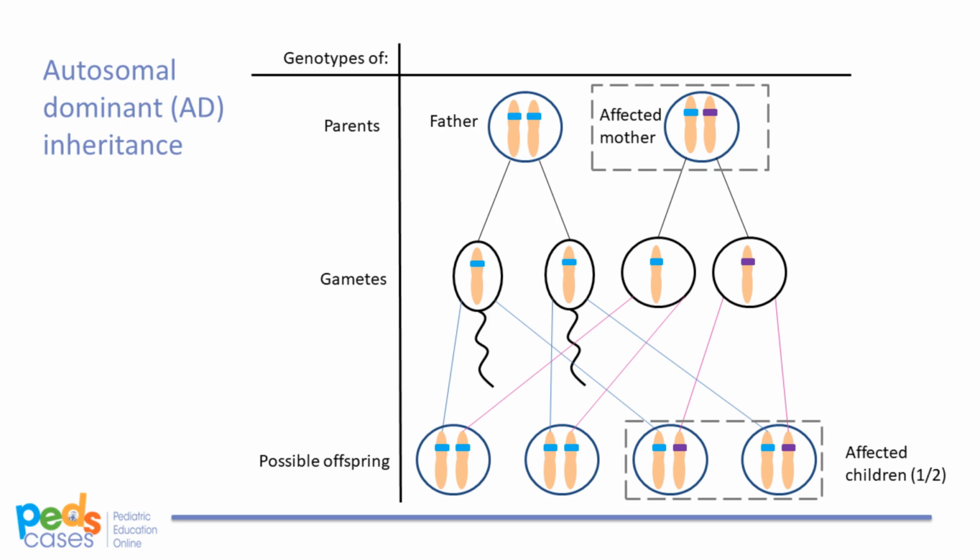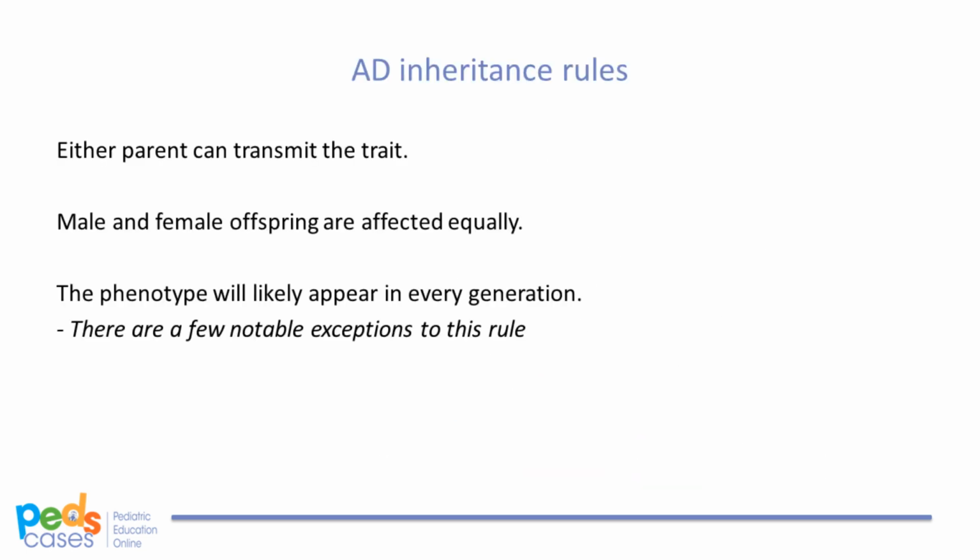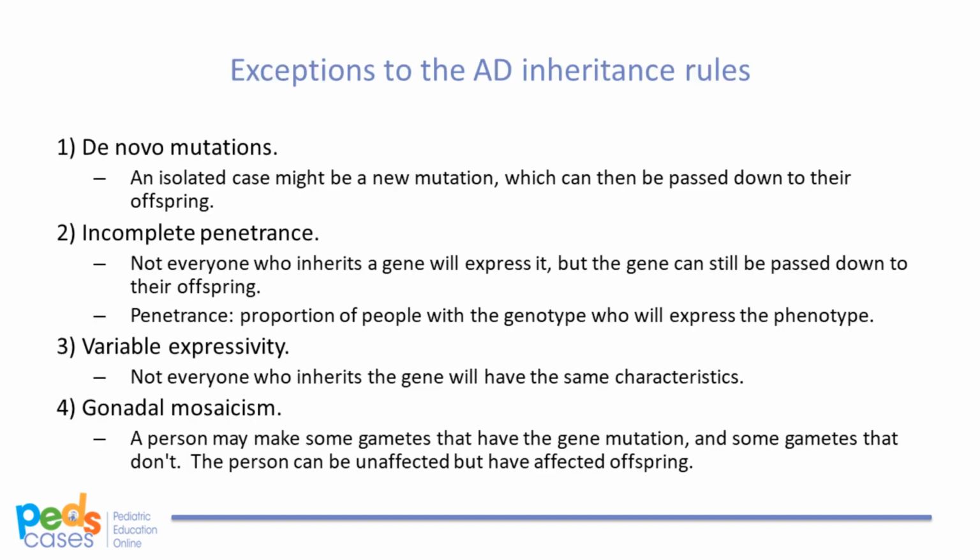In autosomal dominant genetic conditions, either parent can transmit the trait, and male and female offspring are affected at the same rate. We tend to see the phenotype appear in every generation. There's a few notable exceptions to this general rule. An isolated case of an autosomal disorder can occur due to a new mutation in a germ cell, a de novo mutation. A de novo mutation can then be passed down to offspring, or if the mutation is associated with reduced reproductive fitness, we may only see this single case.